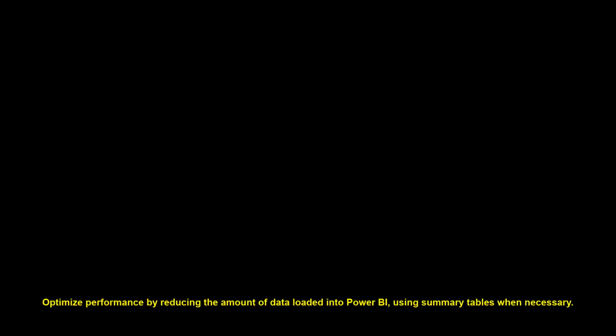Optimize performance by reducing the amount of data loaded into Power BI, using summary tables when necessary. Avoid complex visuals that may slow down report performance. Publish your report to Power BI service for broader access. Share your report with stakeholders through direct links or embedded options.